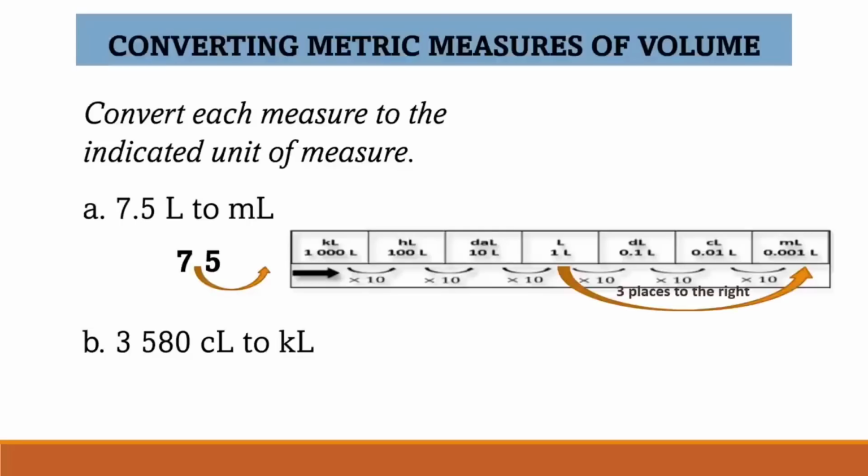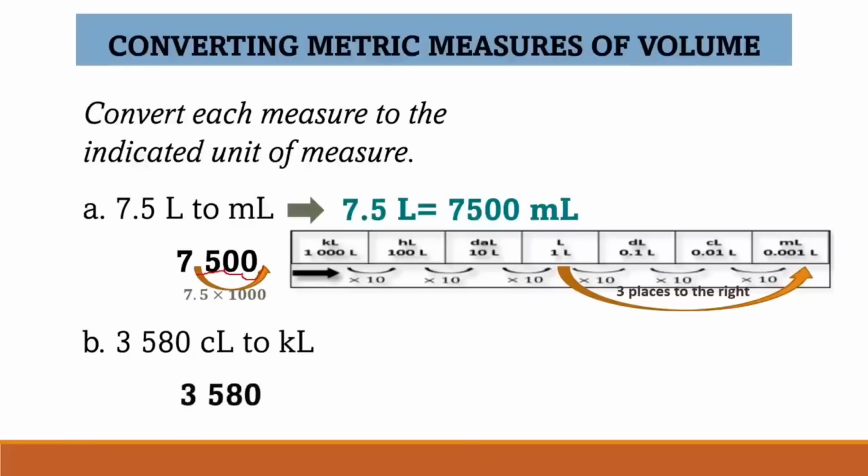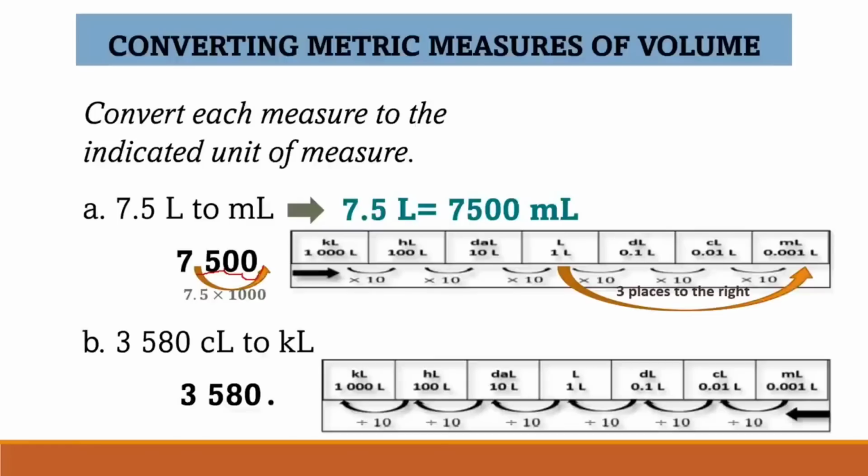So we have 1, 2, and 3. Again, we don't have digits in this part, so we have to annex zeros. That's why our final answer is 7,500 ml. For letter B, we have to convert 3,500 centiliters to kiloliters. So first, we write our whole number, which is 3,580. Its decimal point is at the end.